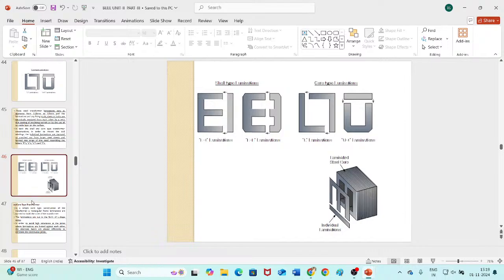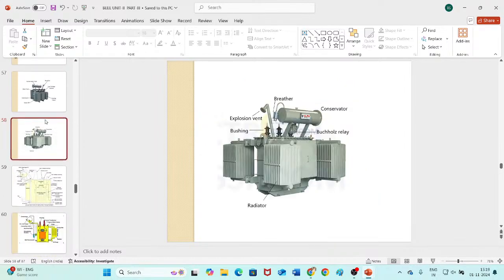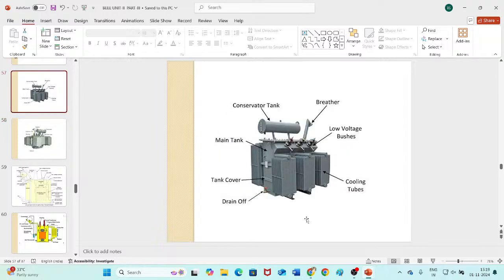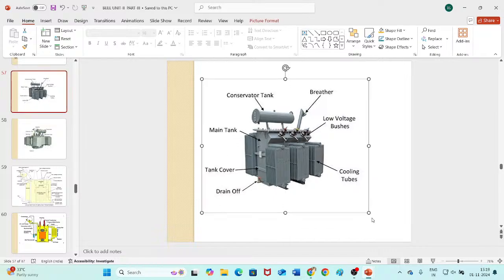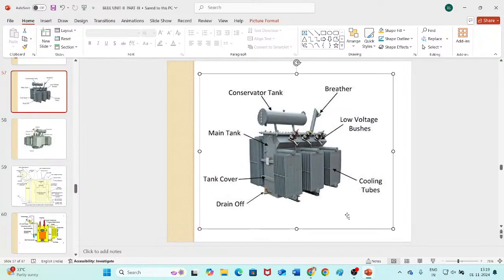working principle. So let us discuss a few more parts of the transformer. Transformer tank. You can see here, this is a transformer. This is our main tank. Whatever is mentioned, you can see in this image. I will just increase this image. So this is the main tank mentioned here.